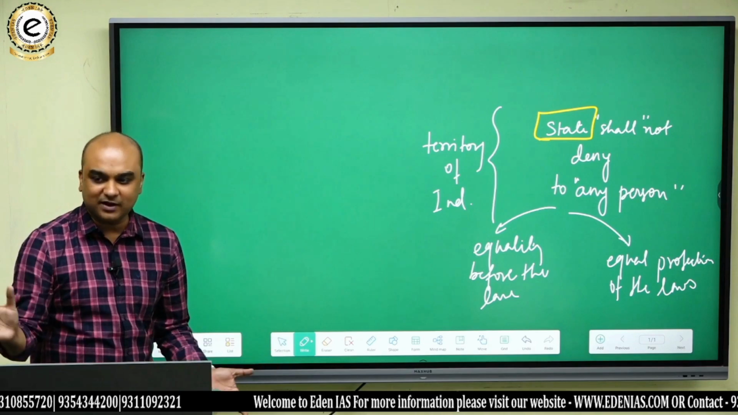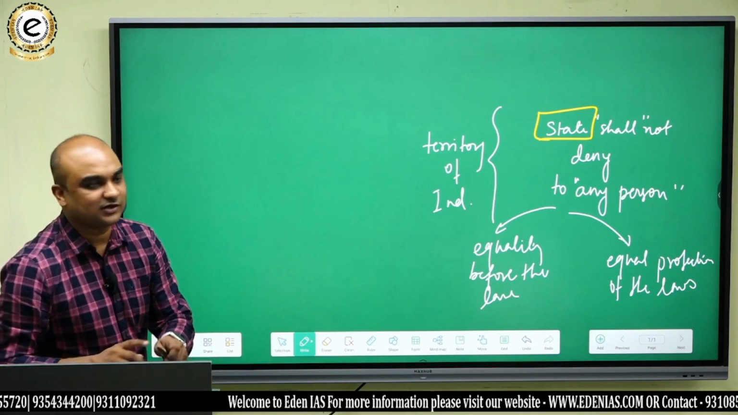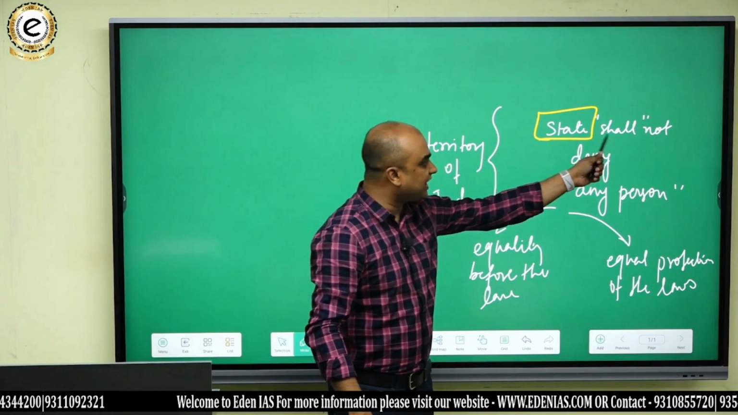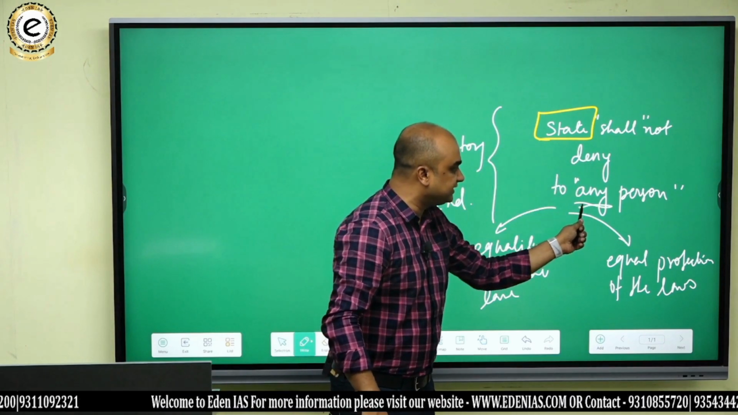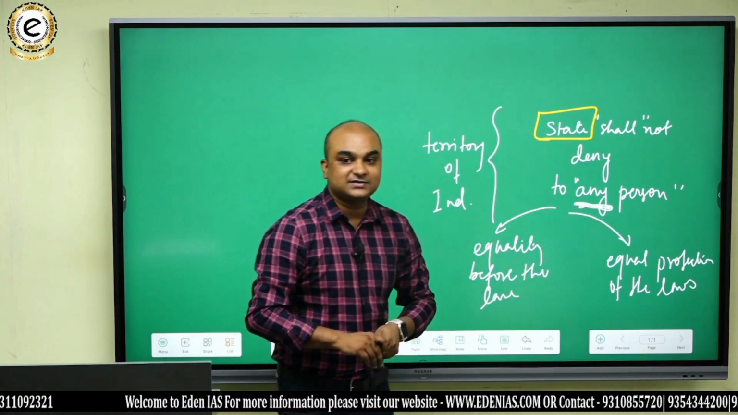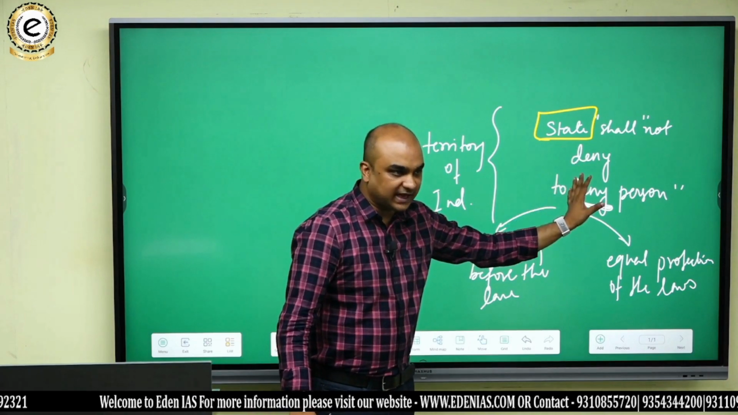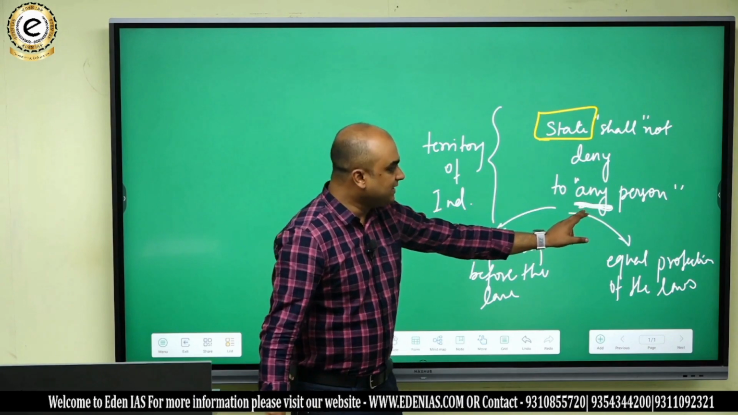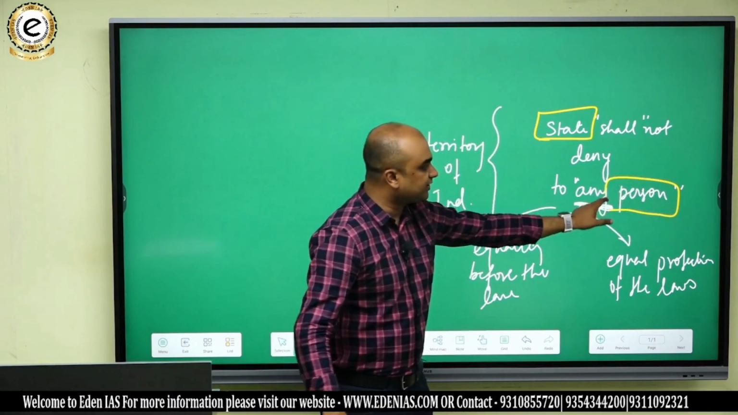And was judiciary a part of the state? No, the judiciary was not a part of the state. So the state, you understand the meaning of the state? State shall not deny to any person. Any person means that it is available to both citizens as well as non-citizens. It means aliens. Remember that? Person, this word is very important here.